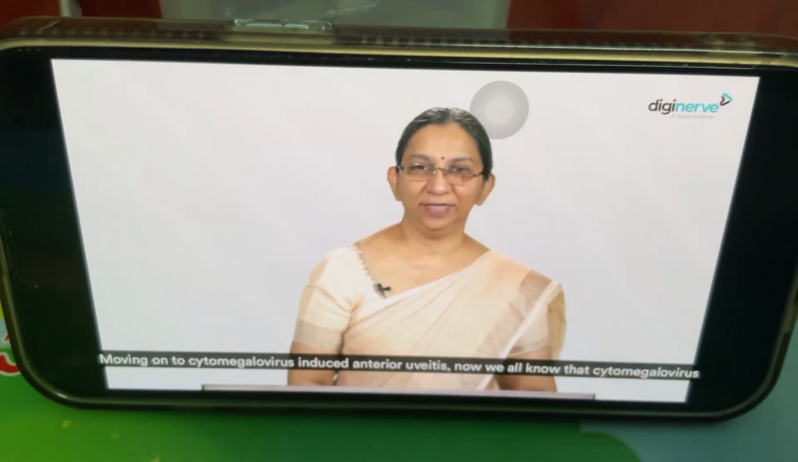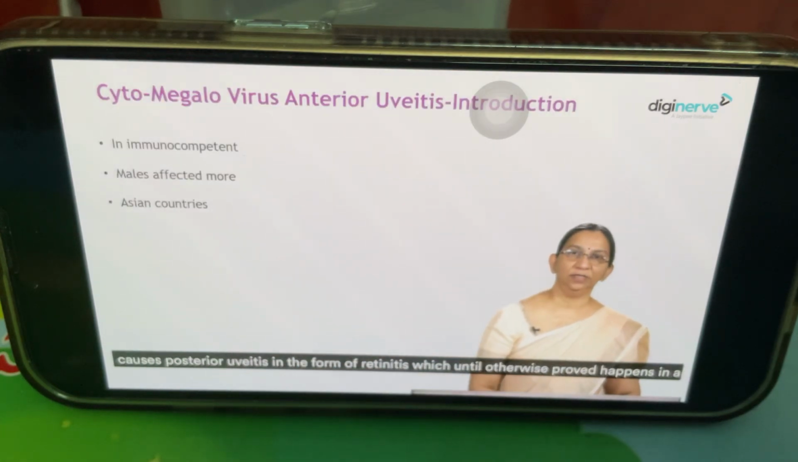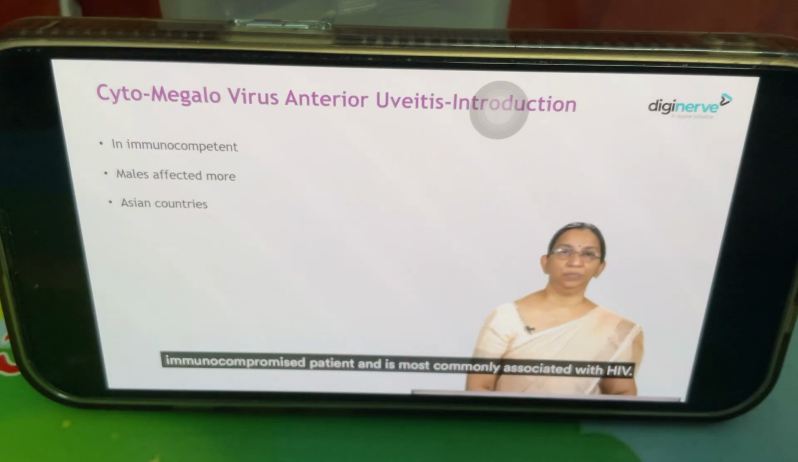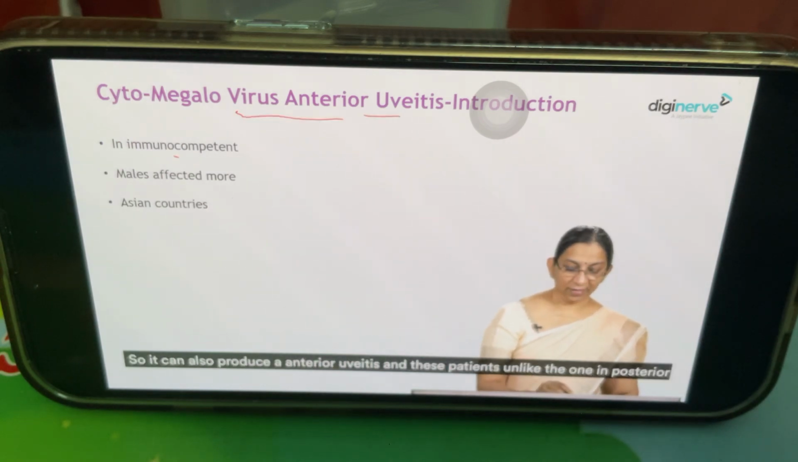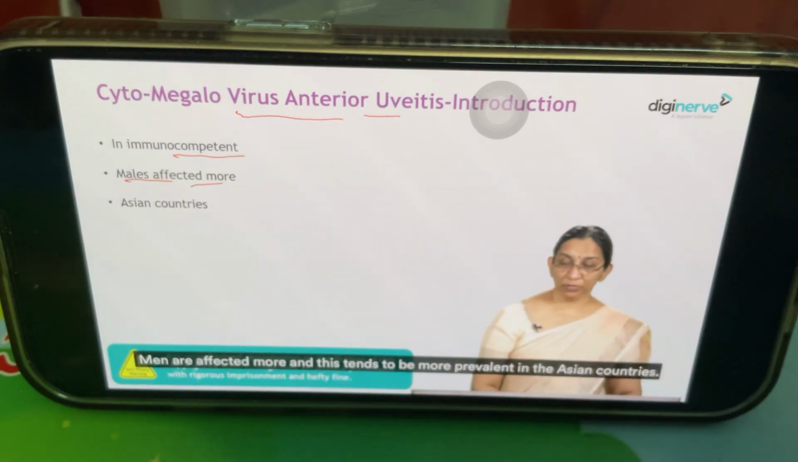Moving on to cytomegalovirus-induced anterior uveitis. Now, we all know that cytomegalovirus causes posterior uveitis in the form of retinitis, which, until otherwise proved, happens in an immunocompromised patient and is most commonly associated with HIV. So, it can also produce an anterior uveitis, and these patients, unlike the ones with posterior uveitis, are immunocompetent. Men are affected more, and this tends to be more prevalent in the Asian countries.